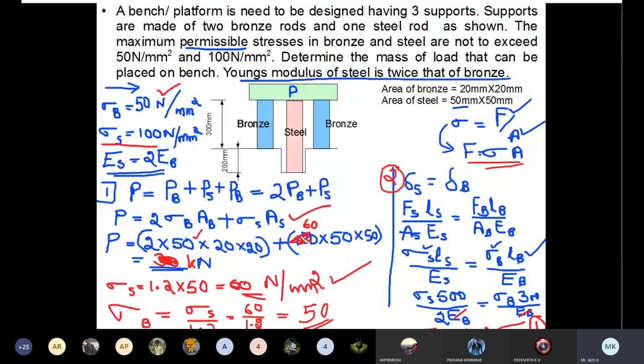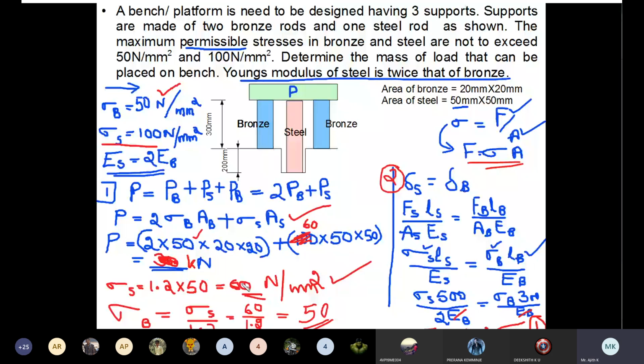Then go for second equation, delta S is equal to delta B. Deformation in steel is equal to deformation in bronze. Substitute for deformation equation, it is FL by AE for steel is equal to FL by AE for bronze. I can replace force by area using sigma S and sigma B. Substitute all known values, you will get one equation, sigma S is equal to 1.2 times sigma B. Using this equation, find out what is actual sigma S.